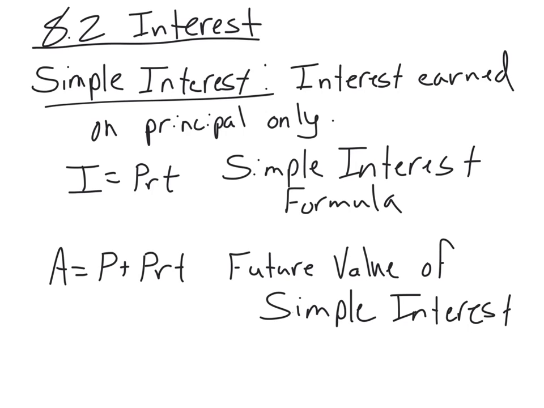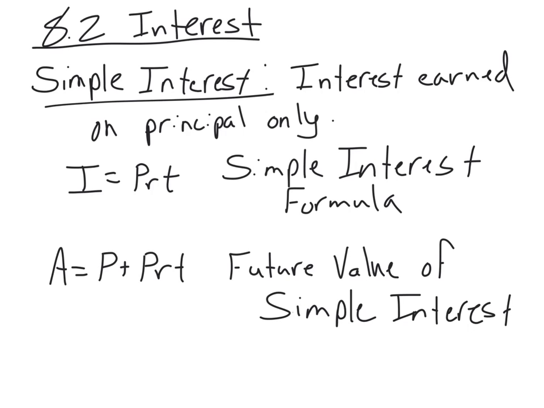So in general, we're either going to be investing some money or borrowing some money, and while we have that money invested or borrowed, we're either going to earn interest or end up paying some extra interest, which is basically the fee you pay to borrow money or the benefit you get for investing money. It's a percent of the money that you invest given over time. So the key here for simple interest is that interest is earned on the principal only.